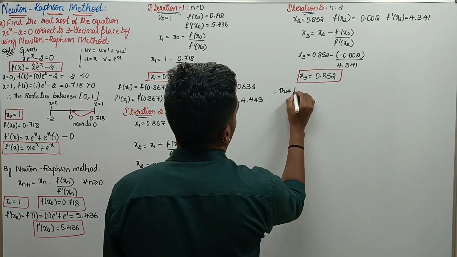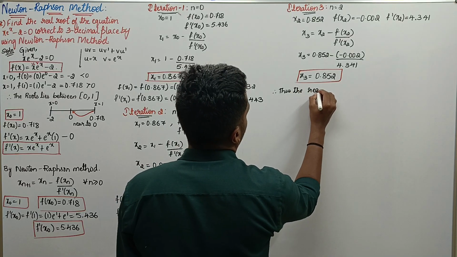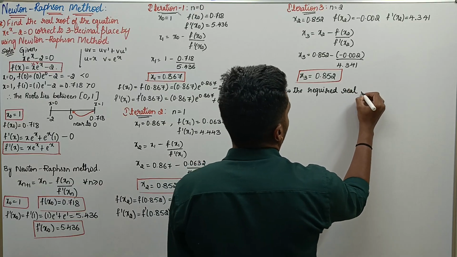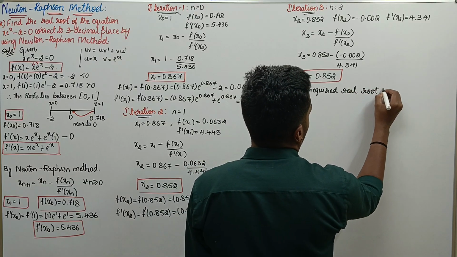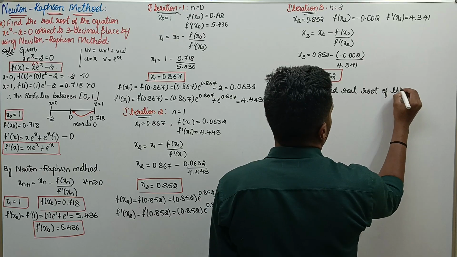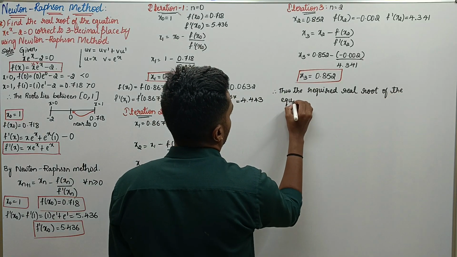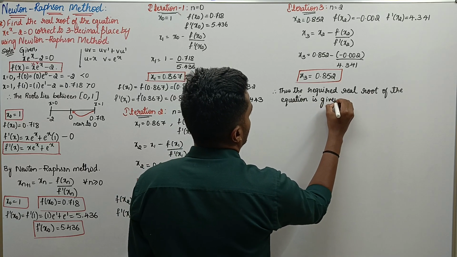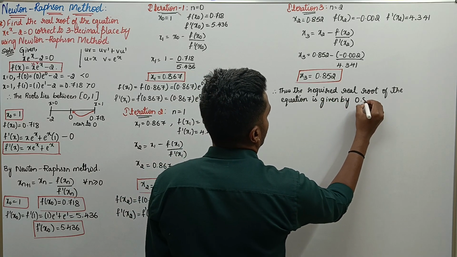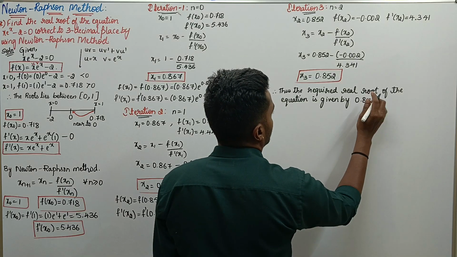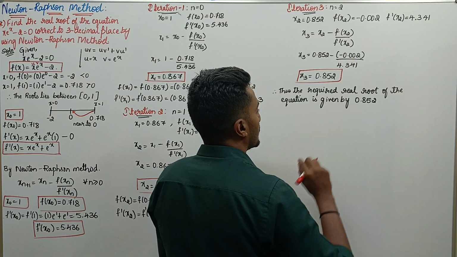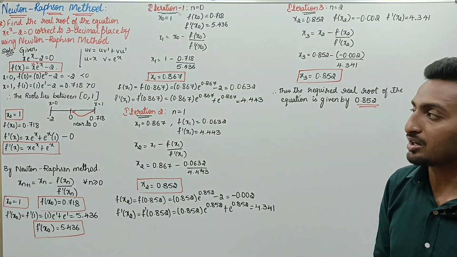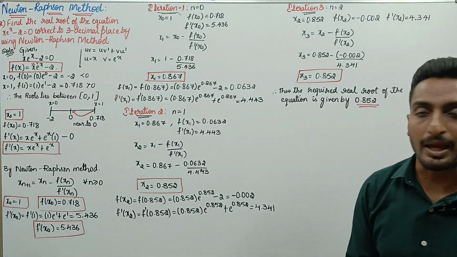thus the required real root of the equation is given by 0.852. Got the point? This is how you are supposed to represent the Newton Raphson method.